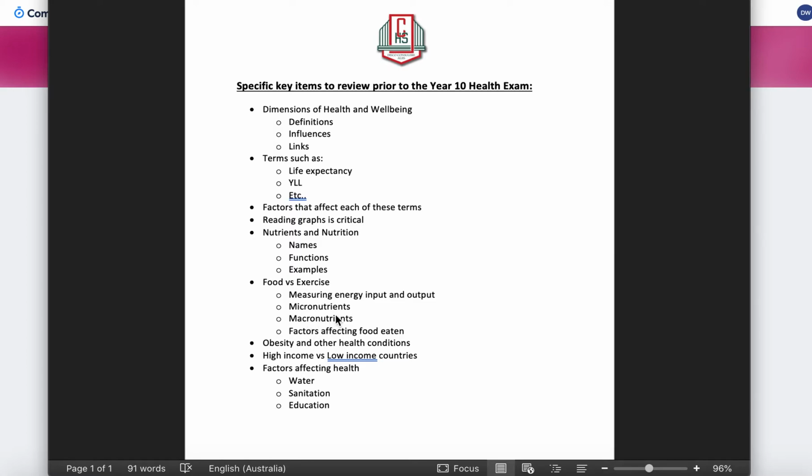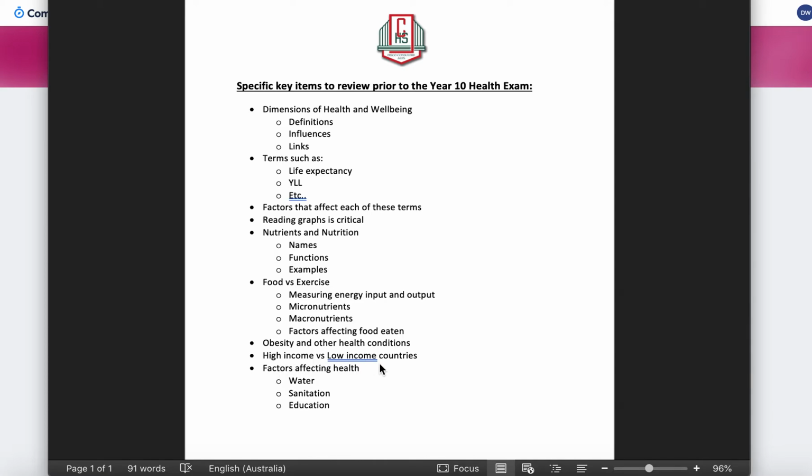This wasn't explained in a huge amount of detail, but it's worth just quickly looking up prior to the exam. And what are the factors affecting the food that we eat? So cost or location or culture. You need to be able to go through that and talk about it. Obesity and other health conditions that are both linked to food and exercise and ones that are not. We need to look at the difference between high income and low income countries.